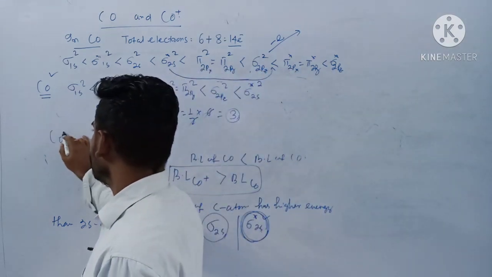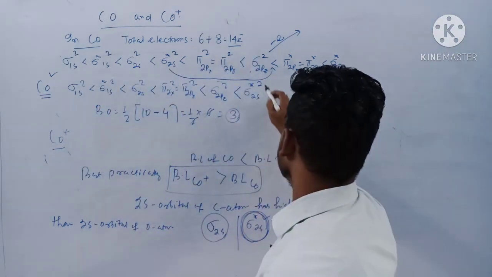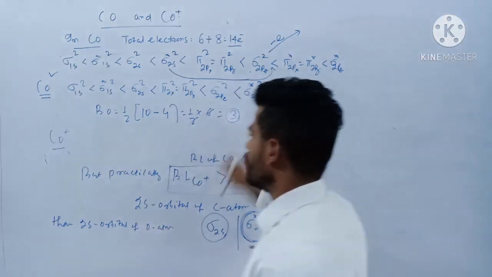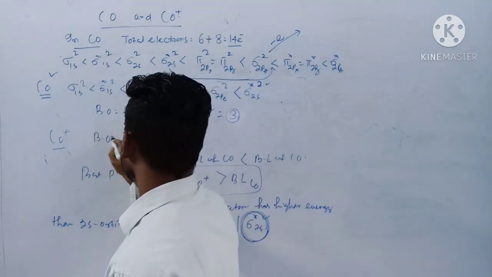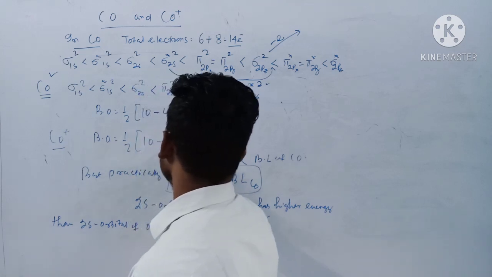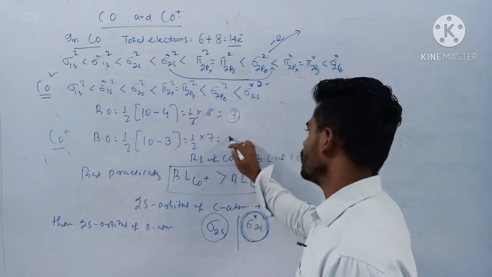And for CO plus, right now this is the basic configuration. For CO plus one electron can be removed from here. So the number of antibonding electrons becomes less by one electron. Now you can calculate the bond order: half into 10 minus antibonding, which becomes 3. So that will be 1 by 2 into 7, that is 3.5.